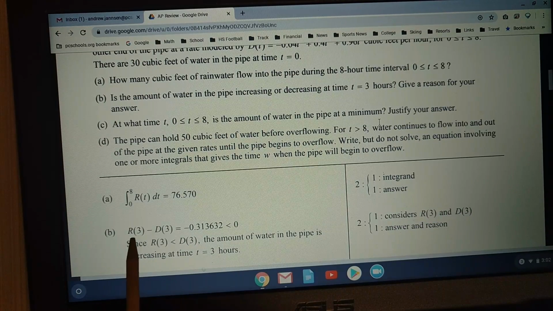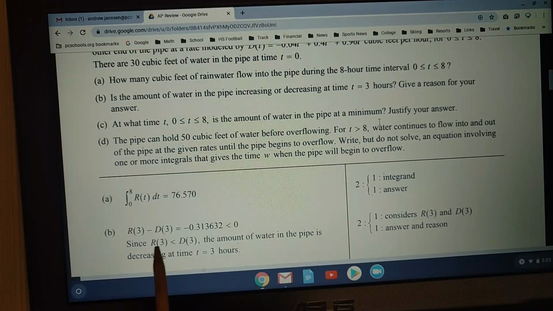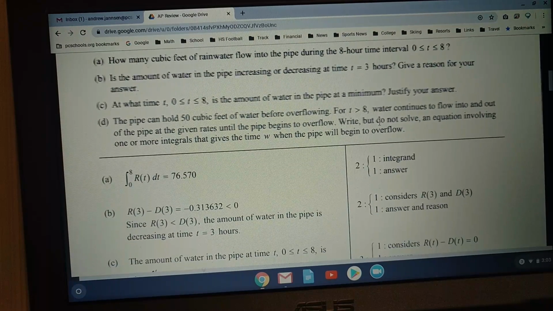And when you compare the two, you find that the rate out is greater than the rate in, or if you want to think of it, when we take the difference between the rates, it's negative. Therefore, the amount must be decreasing since the rate that it's coming in is less than the rate that it is going out. You have to explain that with your reason and have that information there. That gets you the second point for B.